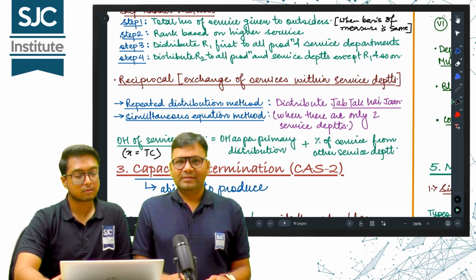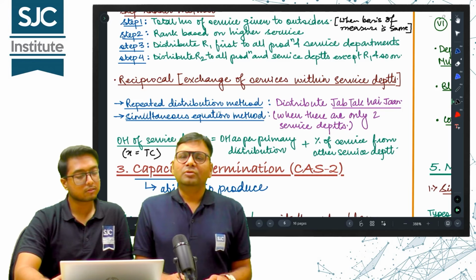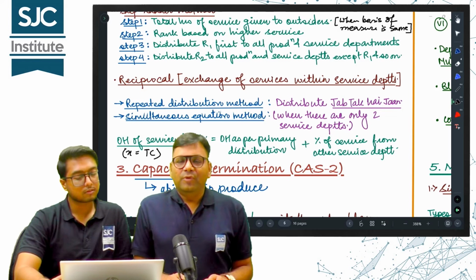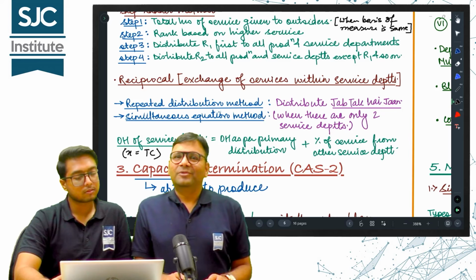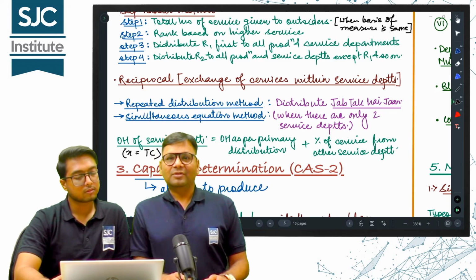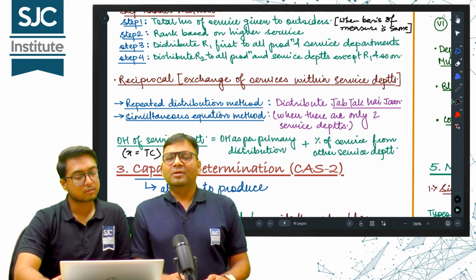Repeated distribution method says that the service department cost will be distributed to all other departments, that is to production department as well as to other remaining service departments. And next step would be to reapportion the total cost of other service department, and that will be apportioned to production department and the previous service department. Now this service department has again got the cost, so this cost will be reapportioned again to all production departments and the other service department.